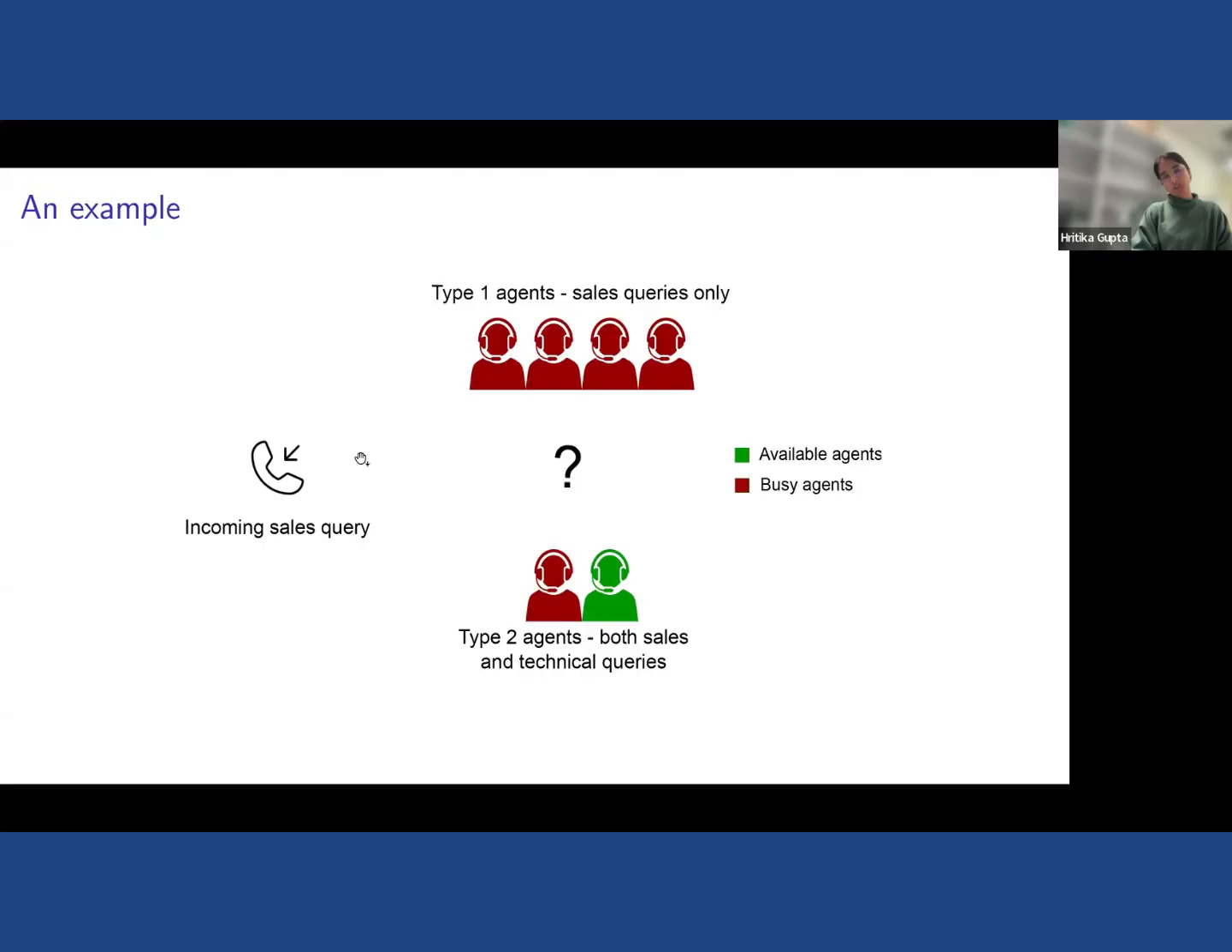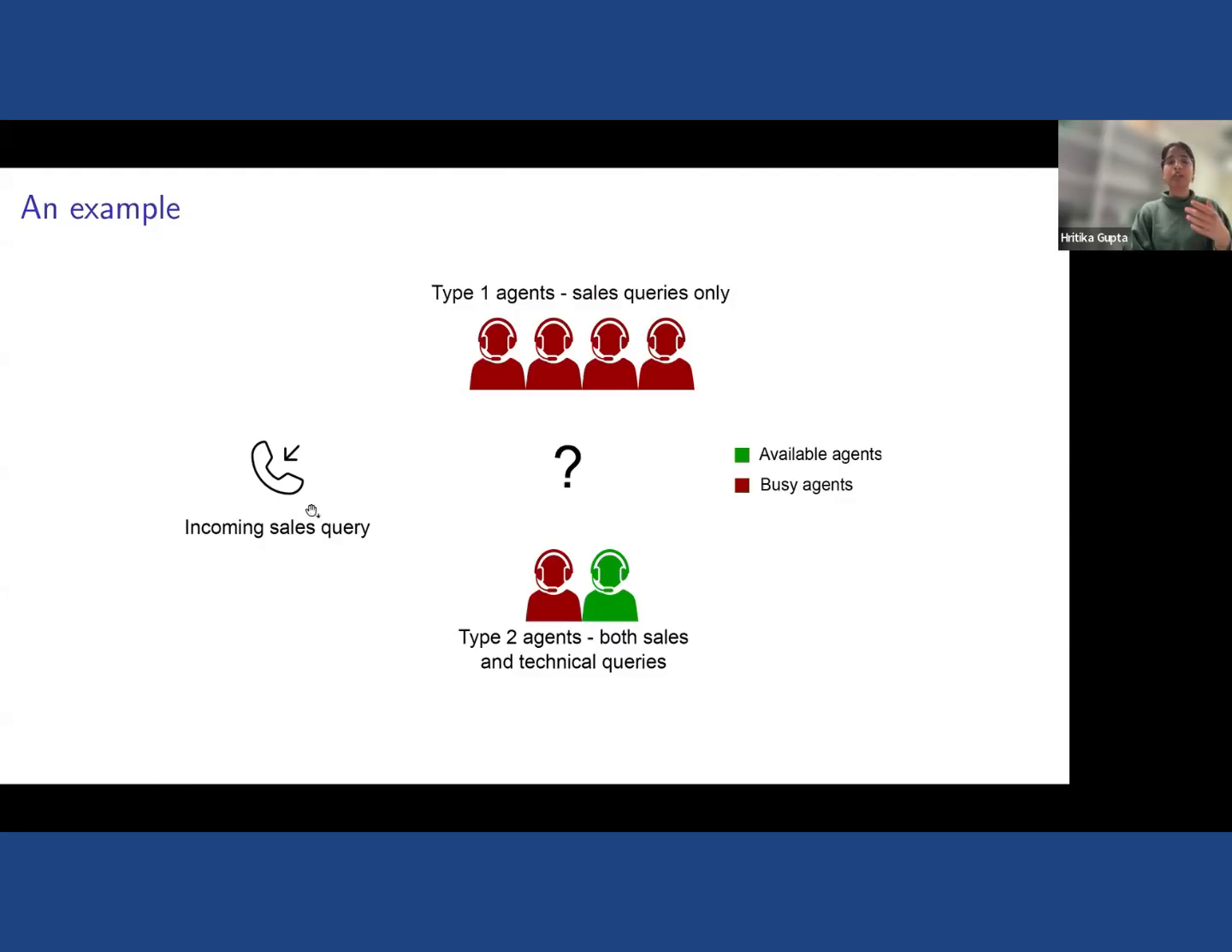The optimal action in such a scenario depends on multiple factors. For example, what are the arrival rates of a sales query caller and a technical query caller? It could be that on any given day, on average, you only get 1 or 2 technical calls. In that case, you might not want to reserve the type 2 agent for that one technical call that might or might not come. It also depends on the service rate, how much time it takes to serve a call, the patience level, and also the worth of the caller for the company.